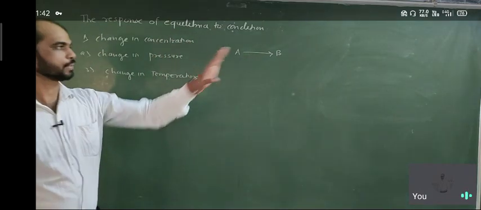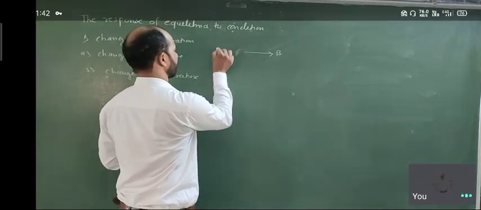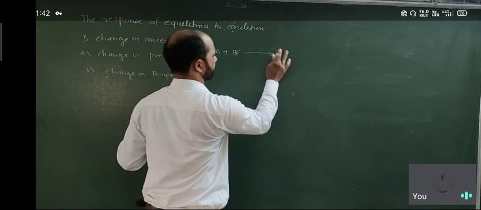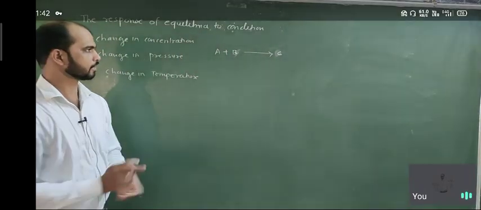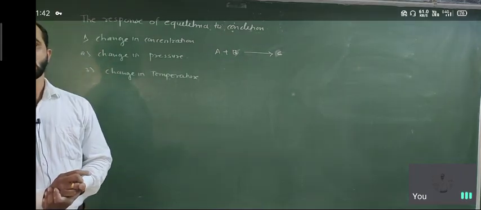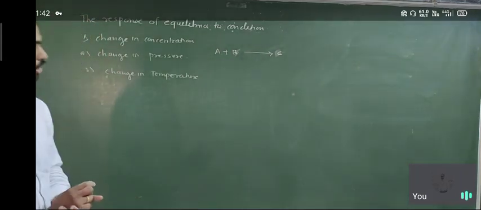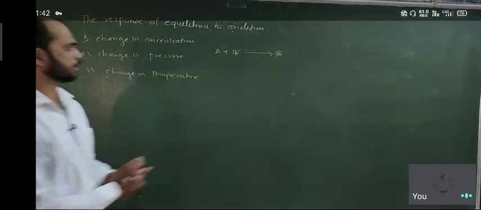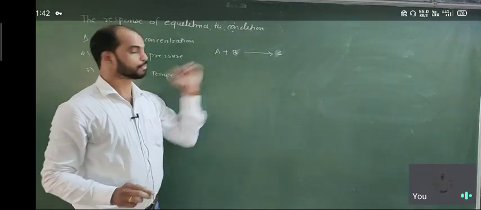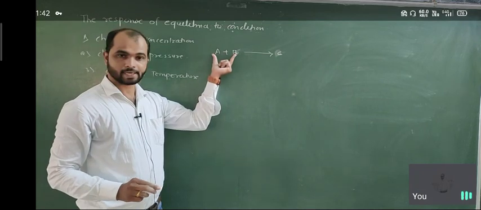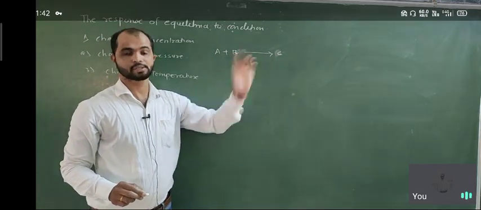A converts into B, or suppose we consider A plus B gives C, and A and B are the reactants, C is the product. So how do we obtain the yield of the product? Simply from this equilibrium point, if we remove the reactant, the remaining is product, or we just remove the product.